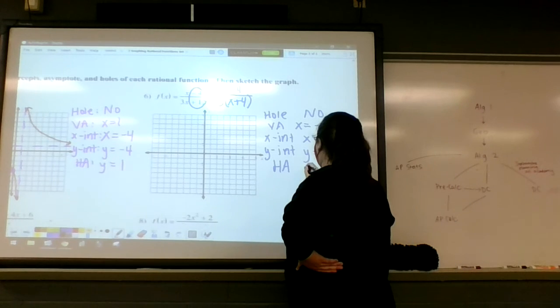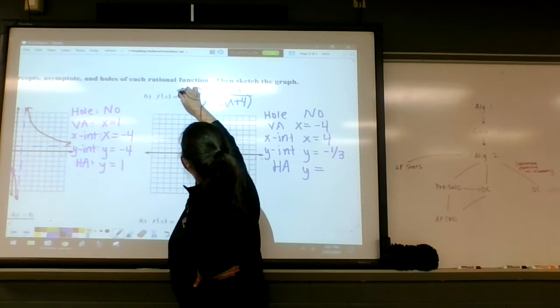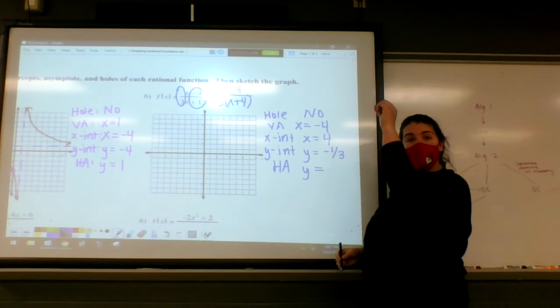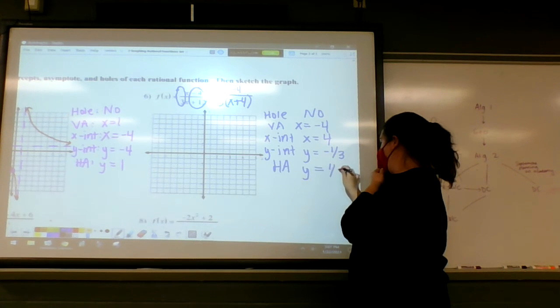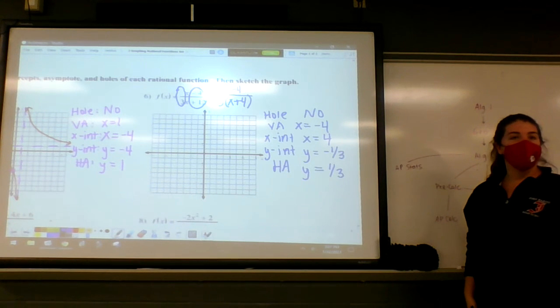And how about the horizontal asymptote? That one is +1/3 because those match, right? So +1/3. All right, how do you feel about those values?